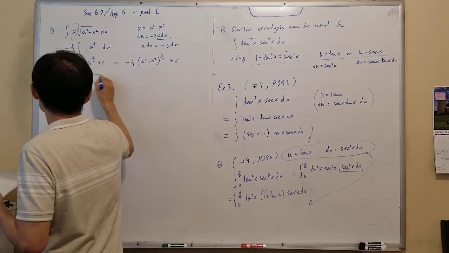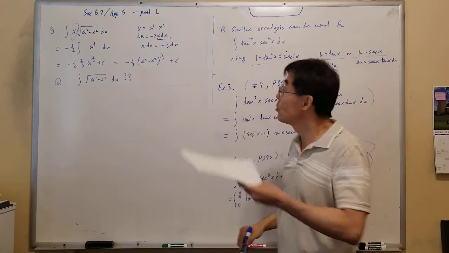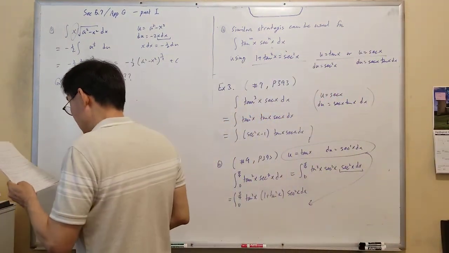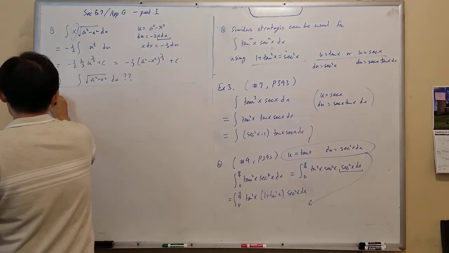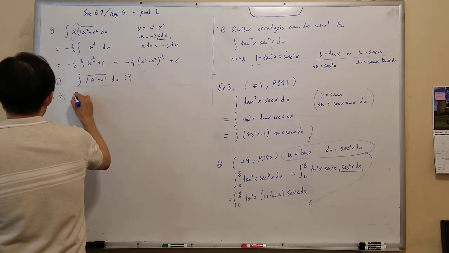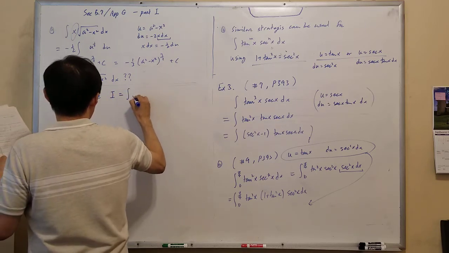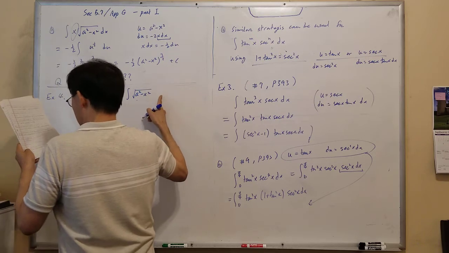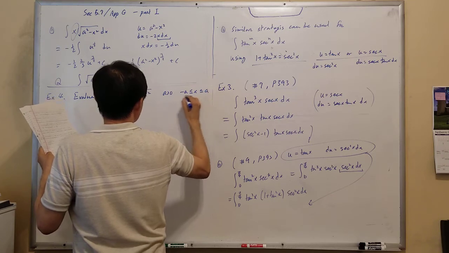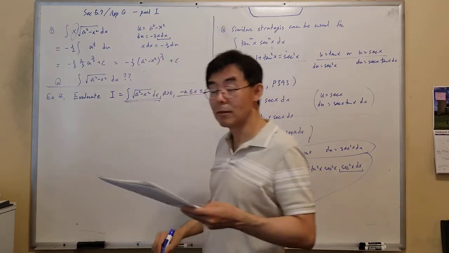But what about this one alone? That is much harder actually, even though it looks simpler. Okay? So that's our next example. Example 4. Evaluate integral I, square root of a squared minus x squared dx. Since a squared minus x squared is positive, obviously x must be between minus a and a. Otherwise, this wouldn't be defined as a real number.